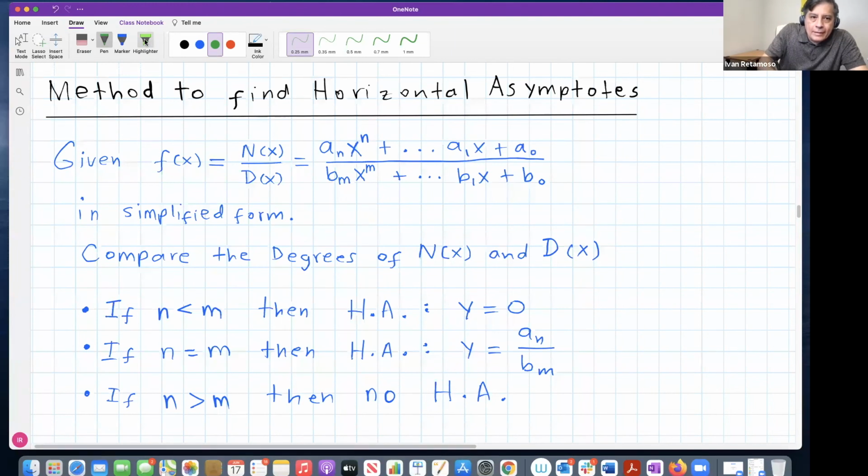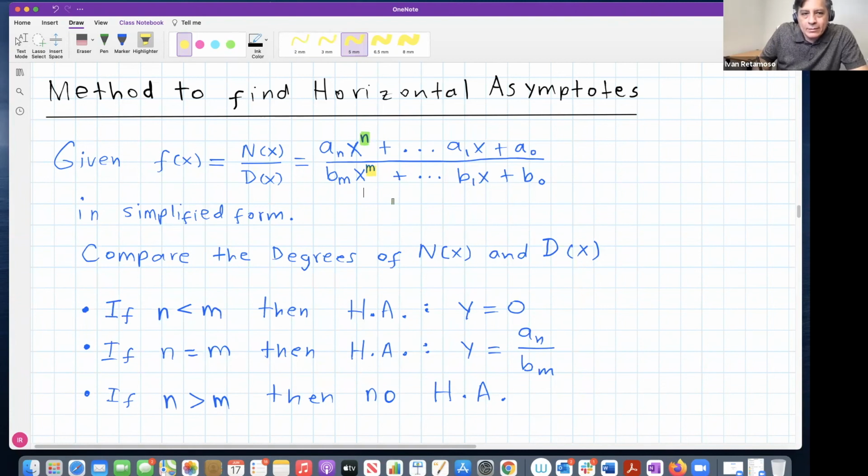Okay, let's explain this, right? So they're saying compare this guy with this guy. If the dominant is on the bottom, right? If n less than m, this is the dominant, right? Then y equals 0 should be the equation of the horizontal asymptote.